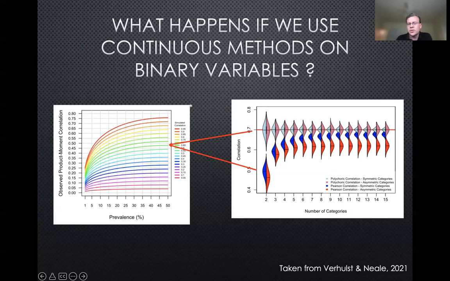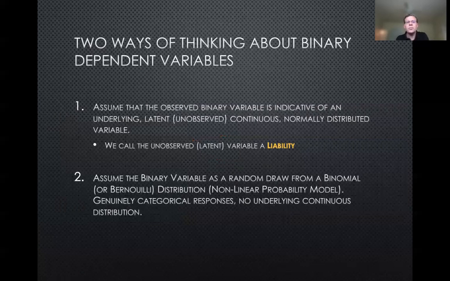And if we don't want to just throw away those correlations, we need to start modeling this ordinal and binary data properly. So how do we do that? So there's two primary ways of thinking about binary dependent variables. The first one is that we assume that the observed binary variable is indicative of an underlying latent or unobservable continuous normally distributed variable. And we call that unobserved latent continuous variable the liability.